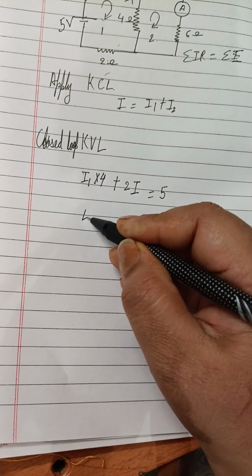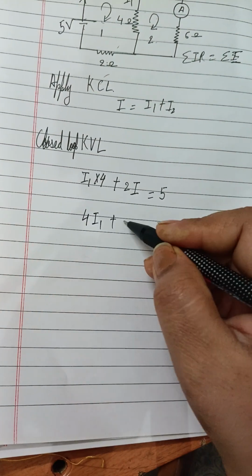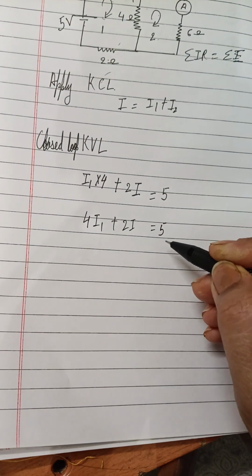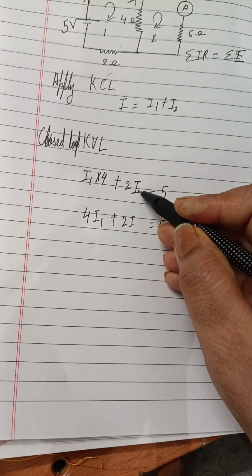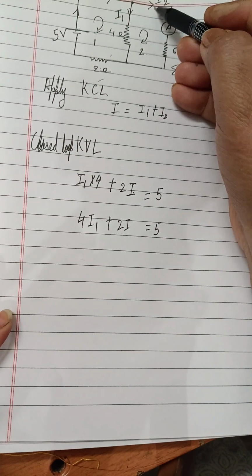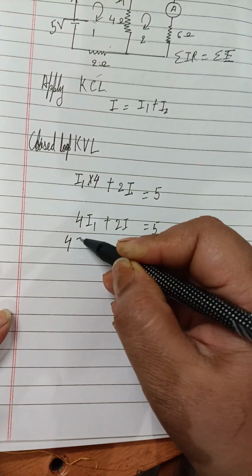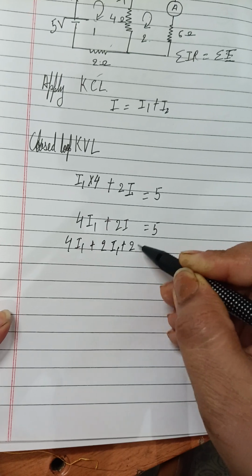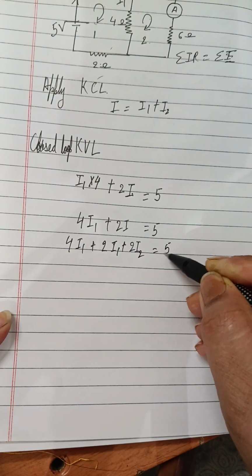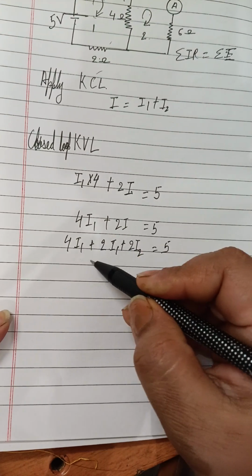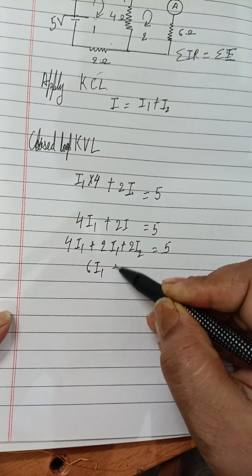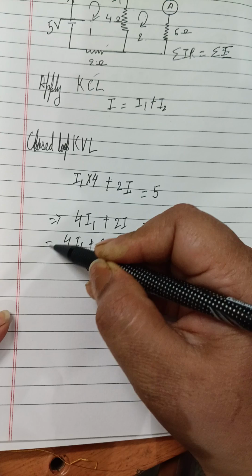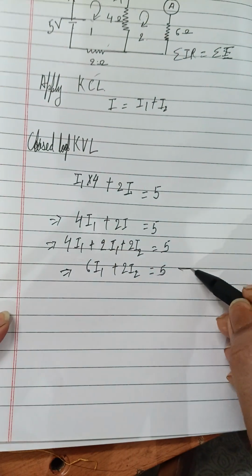So 4I1 plus 2I is equal to 5. Now the value of I is the combination of I1 plus I2. So we can write 4I1 plus 2I1 plus 2I2 is equal to 5. So 4 plus 2, this is going to be 6I1 plus 2I2 is equal to 5. This is my equation 1.